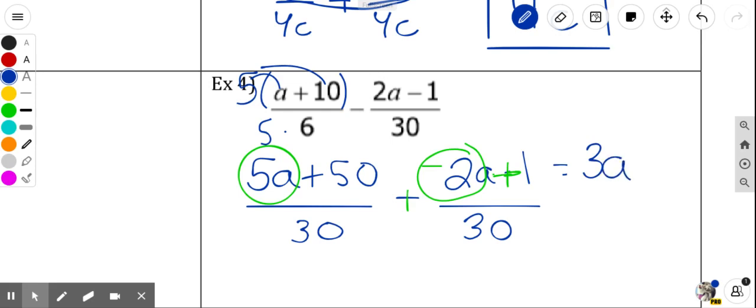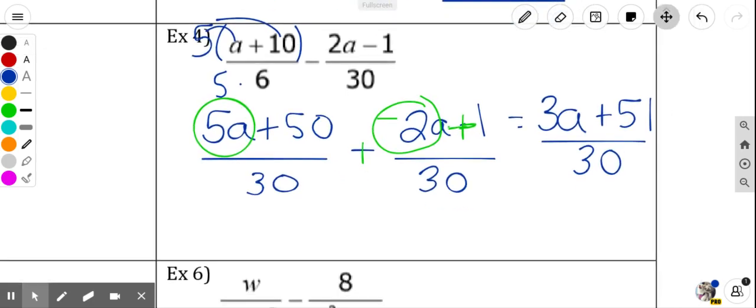And then 50 and 1, which is 51. Okay, so we have 3a plus 51 over 30. Now that we have that, you have to try to factor it. So this numerator, 3 and 51, we can take out a 3. 3 goes into both 3 and 51. So if we take out a 3, that's going to be a plus 17 over 30.